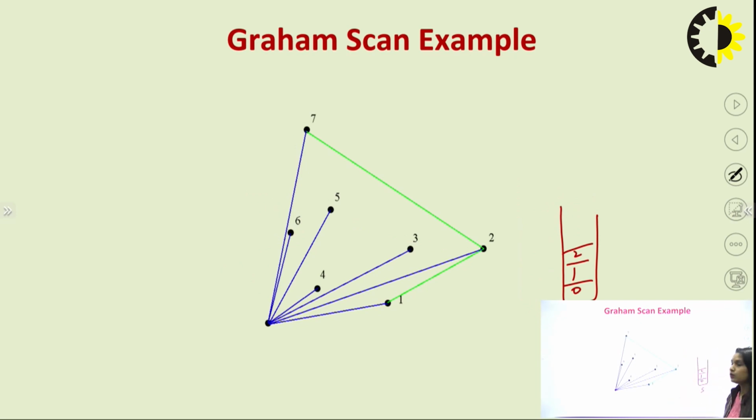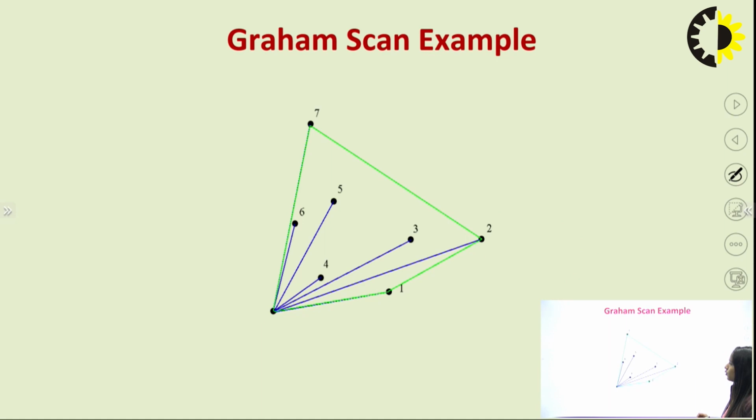Again I am on the 2. When I am standing on this point, I extend this point like this. The extension is like this. Now this part is your right side and this part is on the left side. If your point lies on the left side of the plane, you have to push that point. Now you have to push this point here. So I push 7 into the stack. Now my connection is from 0 1 to 7.